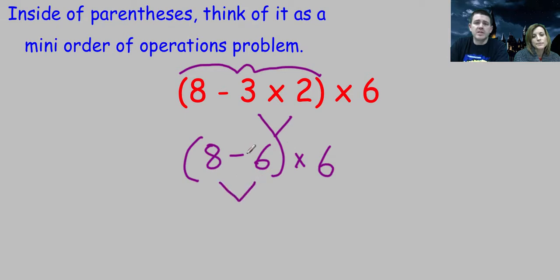Notice the parentheses didn't disappear this time because there was still something left inside for us to do. And 2 times 6, that would be 12. So we still have to follow the rules. We're just starting within the parentheses.